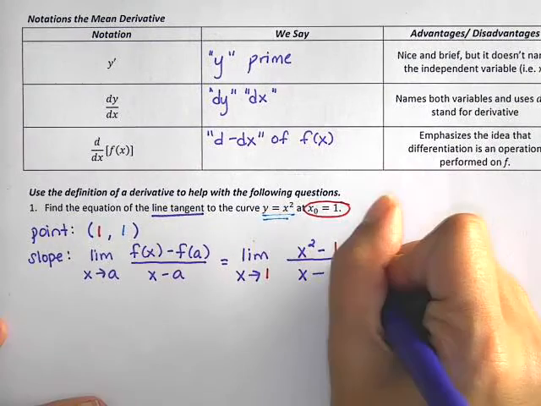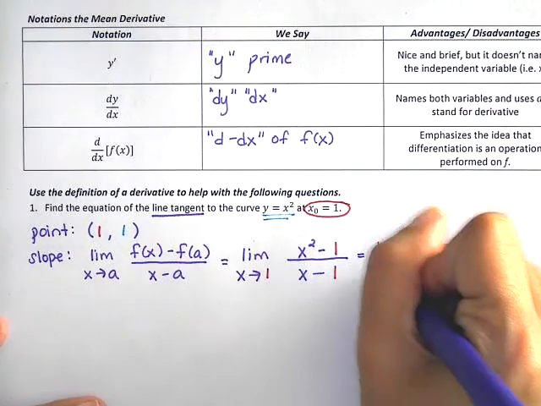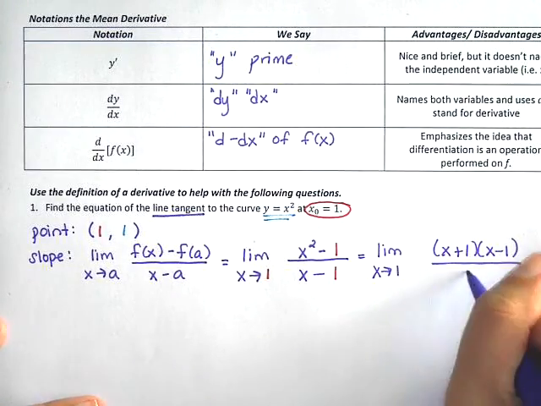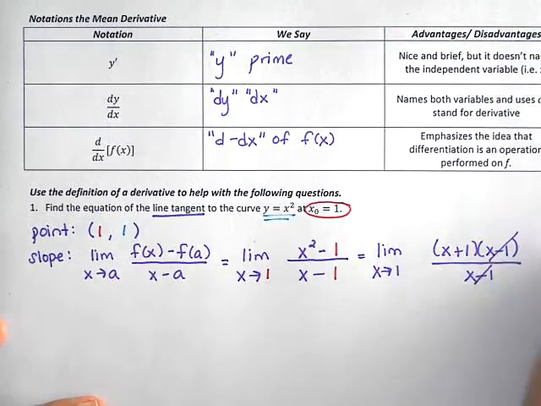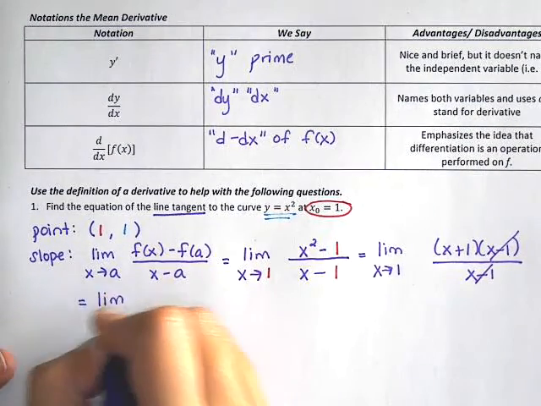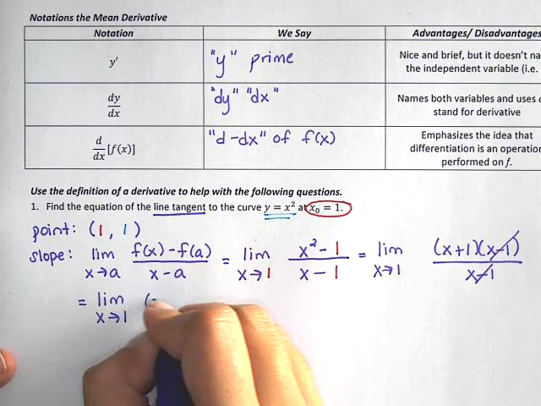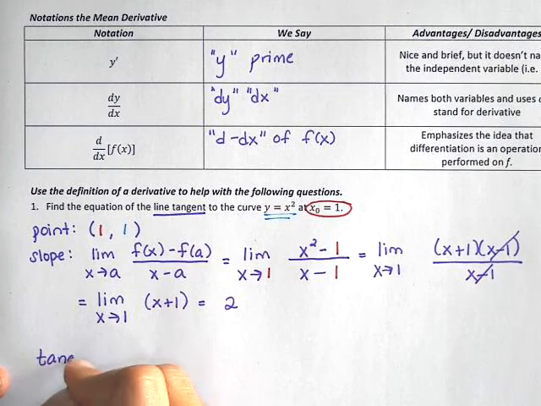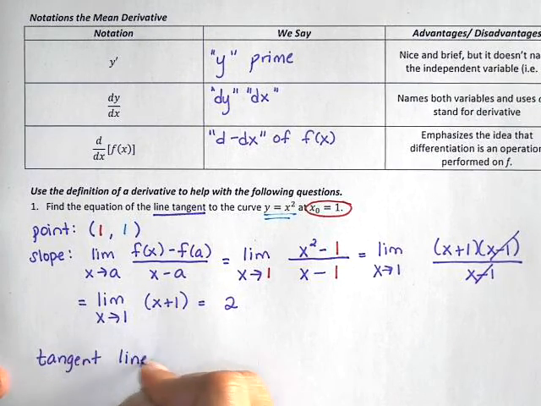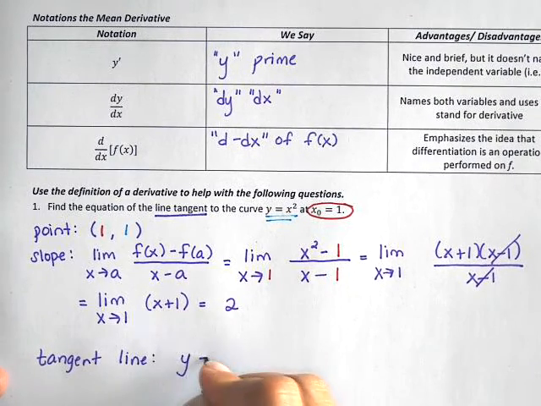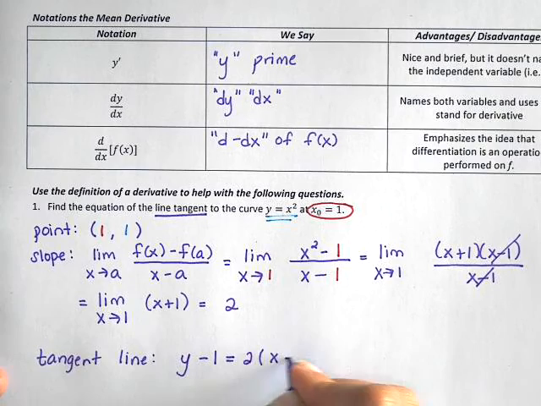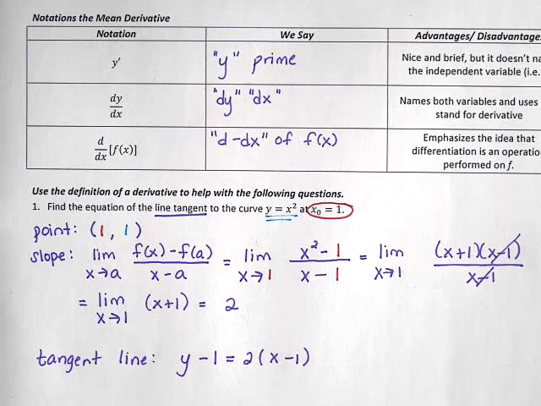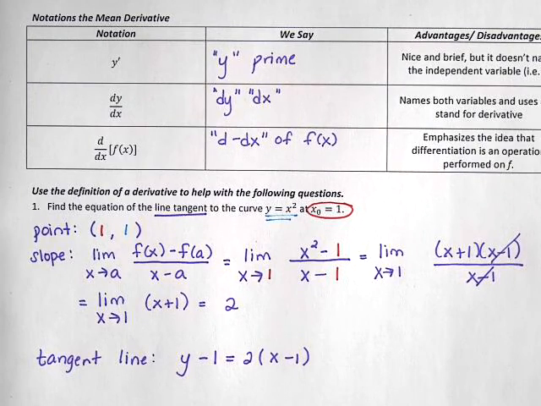Now if I simplify that, I think factoring is the obvious algebraic choice. So x plus 1 times x minus 1 divided by x minus 1. The x minus 1's cancel. So the limit as x approaches 1 of just x plus 1, if I plug that in, I get 2. Which means my tangent line equation would be y minus 1 equals 2 times x minus 1. Again, I always just use point slope form. I'm never going to do anything crazy. Just want point slope form.